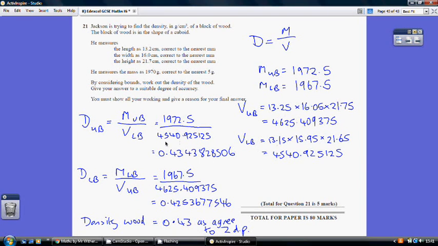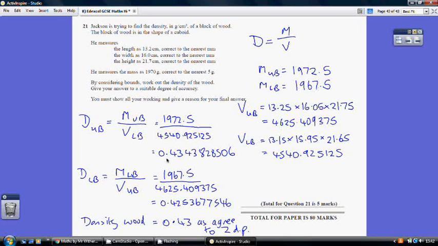So back to my calculations over here. For my upper bound for density, I wanted the upper bound for mass, which is my 1972.5, and divide that by the lower bound for volume, which is the 4540 number, and that gave me 0.43438, and so on. Now my lower bound for density is my lower bound for mass, 1967.5, divided by my upper bound for volume, the 4625 figure, giving me this.